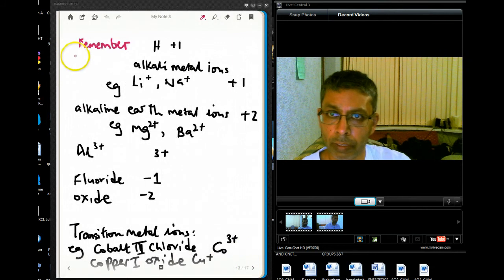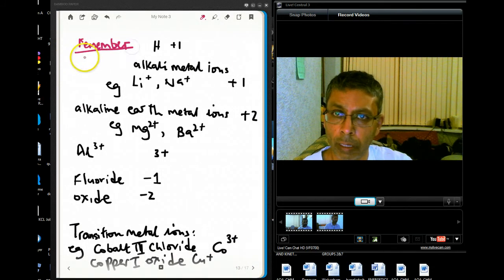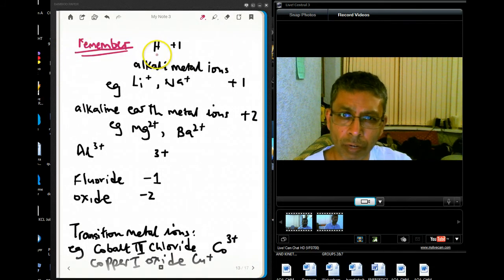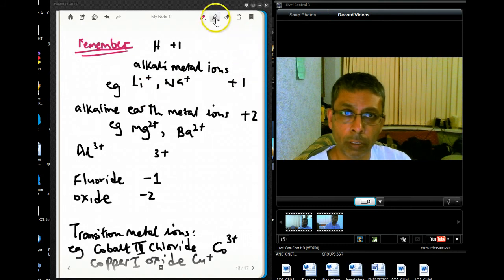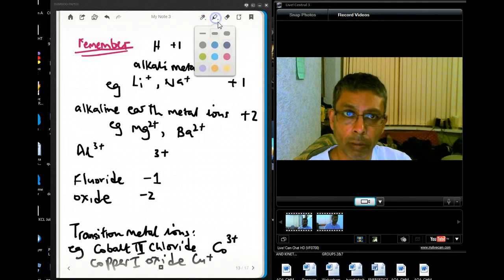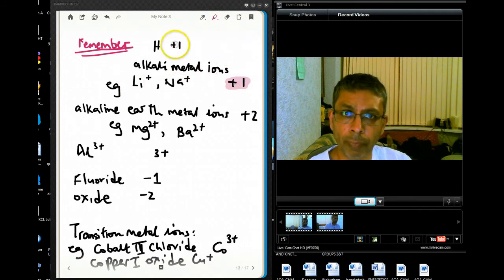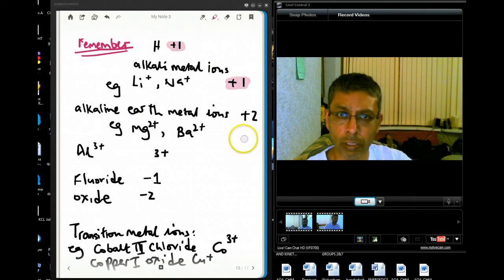Okay, now something you have to remember, a few things as reference. Hydrogen ions are always going to be +1, and that is their oxidation number, if you like, their charge. Alkali metal ions are always going to be +1 because they form +1 ions. Okay, so that's that one. Let's just highlight some of these. So yeah, alkali metals all going to be +1. Hydrogen's going to be +1 as an ion.